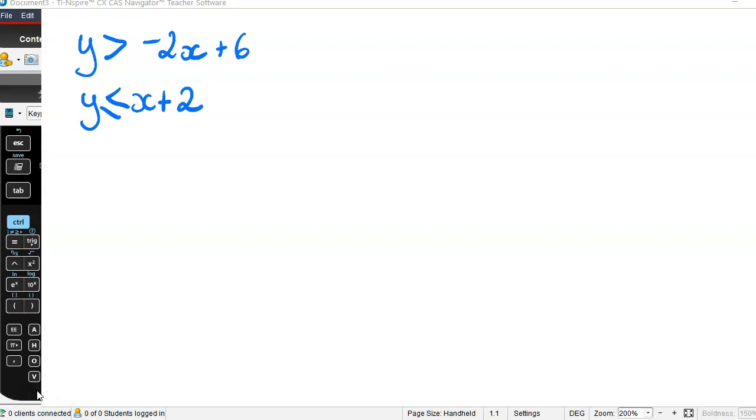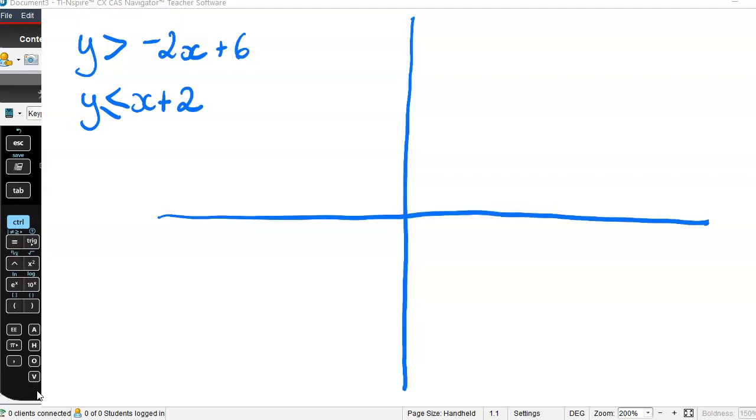So y is greater than -2x plus 6, and y is less than or equal to x plus 2. Now, let me draw my axes very, very badly. Do my little arrows at the end, and y and x. I have noticed that some of you don't put the y and the x or the little arrows at the end of the axes. You absolutely have to. Okay, no questions about that.